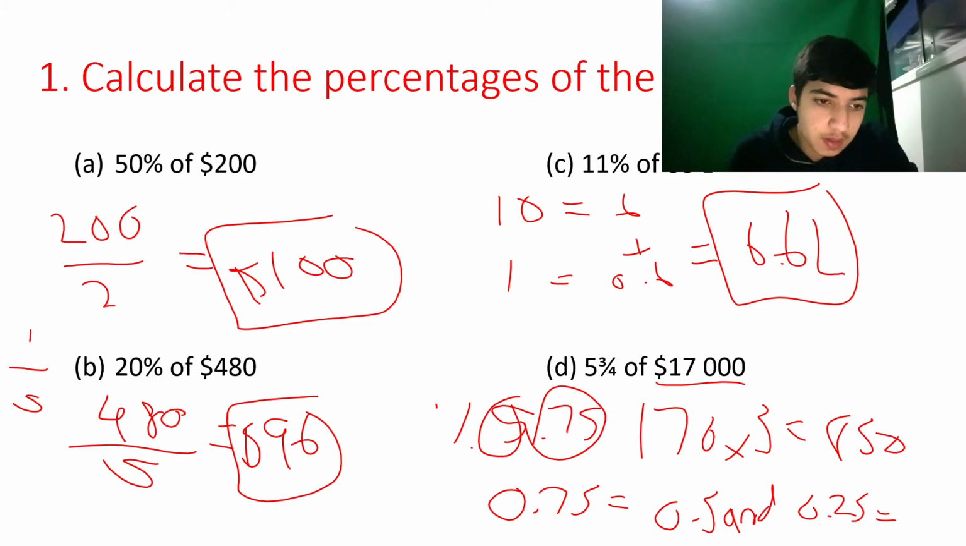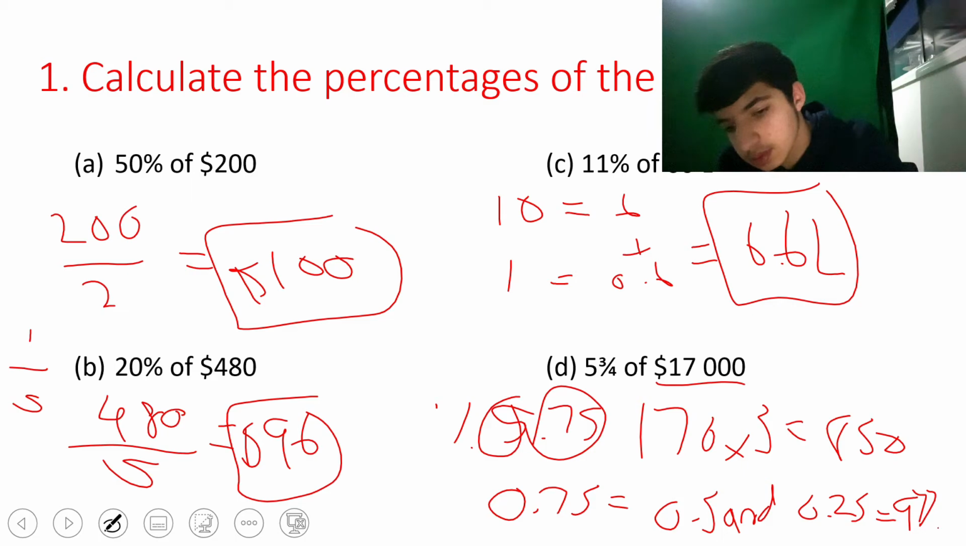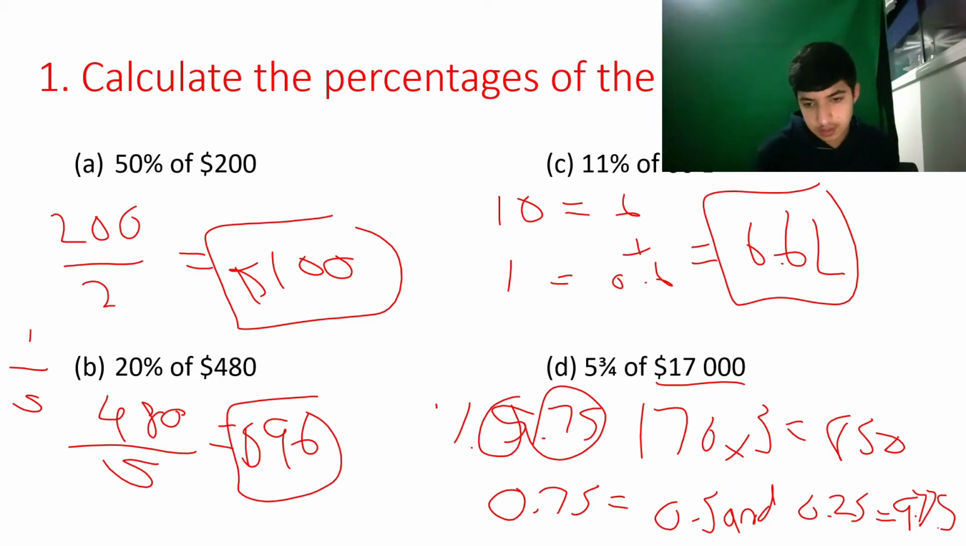$127.50 plus 150, it's at $977.50. Yep, and that is the answer. Don't forget the dollar sign. Yep. So okay, good, very good, very good.